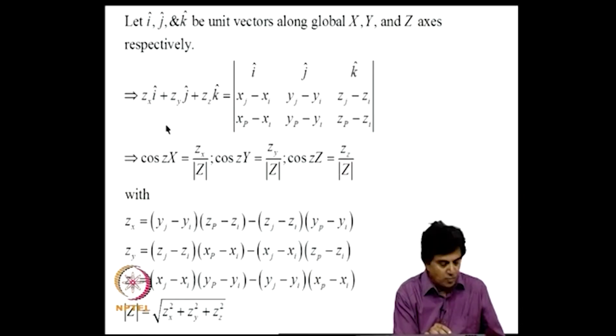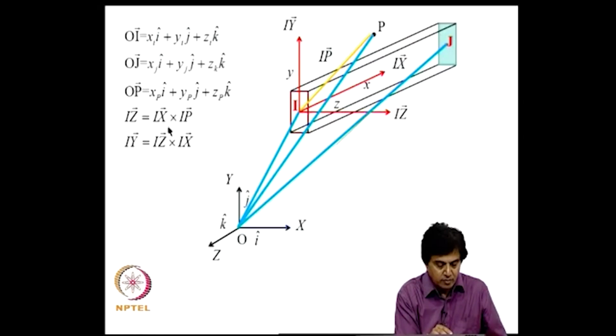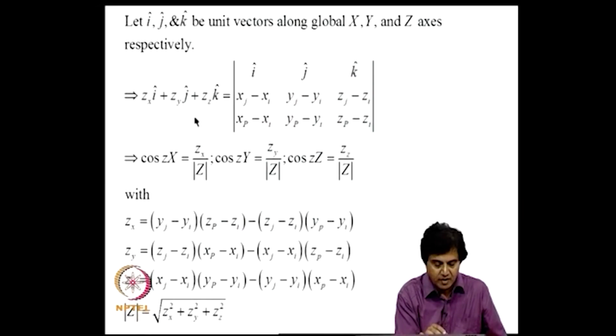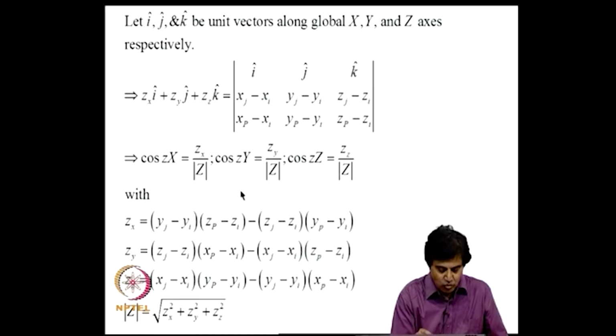Now, we have I x cross I p is I z. If I use this relation I get this. Now, if you expand this determinant you can show that cos z x is z x by capital mod z, cos z y is this, cos z z is this, where capital Z is the norm, square root of z x square plus z y square plus z z square. What are these z x, z y, z z? They are given by the 2 by 2 determinants, which can be expanded like this.